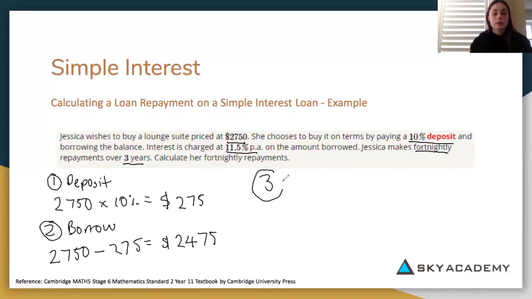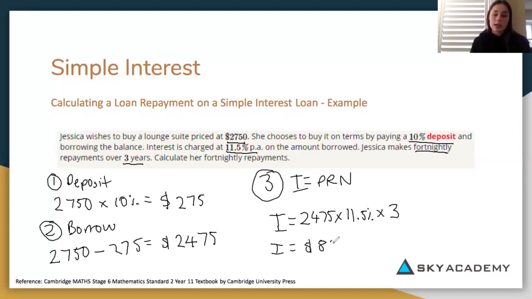So now we're going to do I equals PRN to find the interest that she'll pay on the amount that she borrows. So interest is going to be our principal, which is the amount she borrowed, times our rate, which is 11.5%, times our years, which is 3 years. And that's going to give us our interest. And when you put it into your calculator, you should get an answer of $853.875.